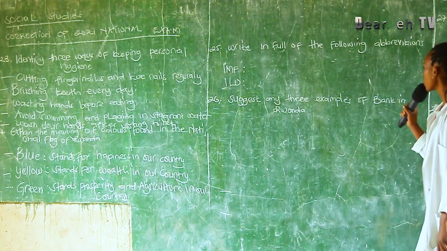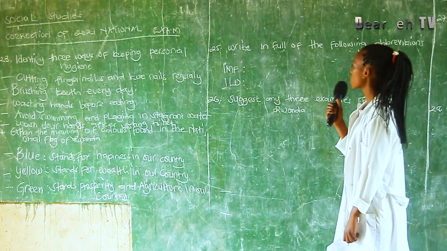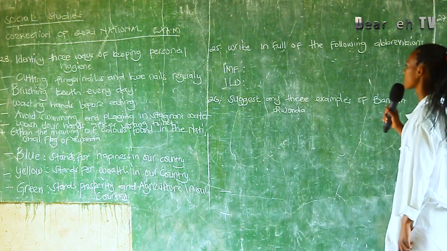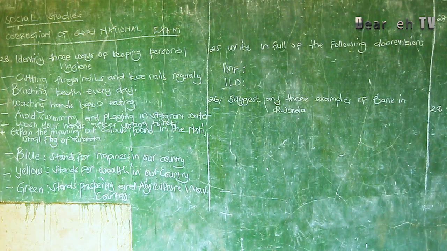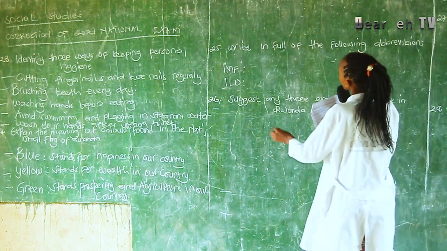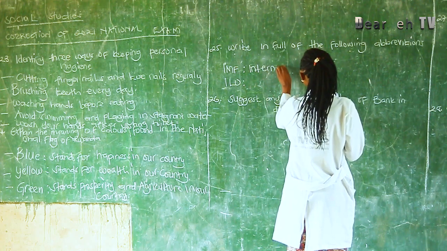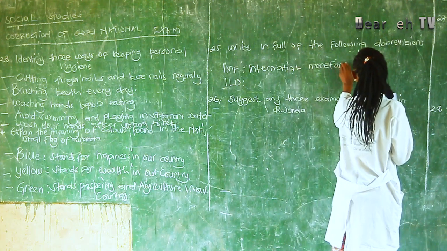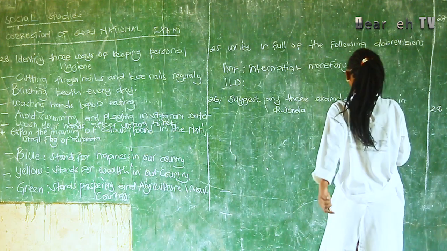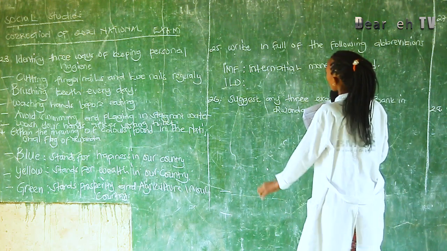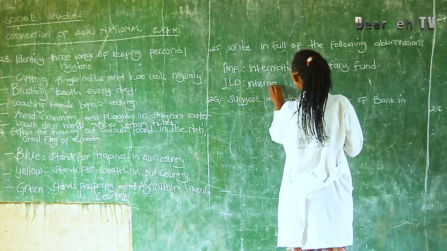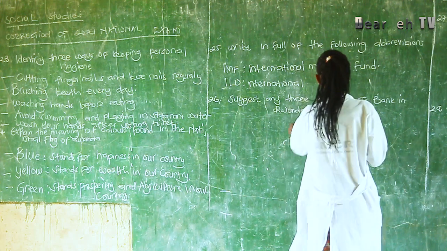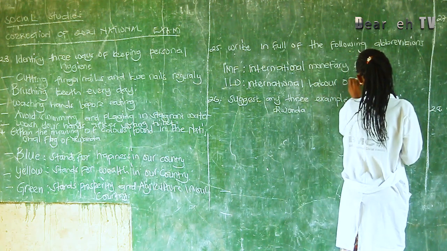So from question number 24, let us go to question number 25, which states that write in full the following abbreviations, or you write these abbreviations in full words. So the first one is IMF, which stands for International Monetary Fund. Then the second one is ILO, which stands for International Labor Organization.